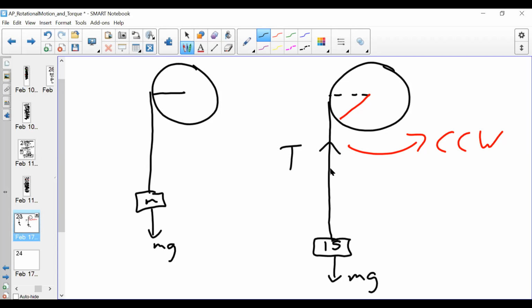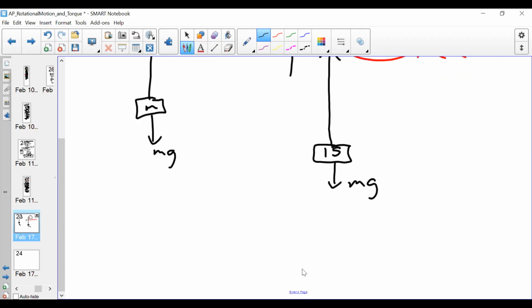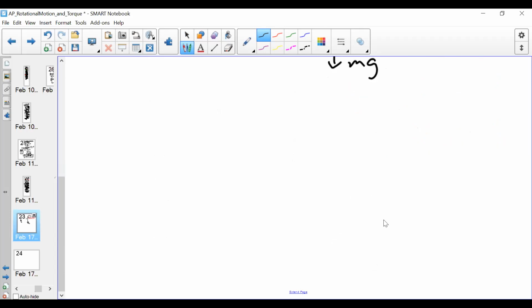Okay. Going on to the next one. If I have a pulley like this, radius r, tension perpendicular to the radius, producing a torque. We're just trying to figure out the direction of it.